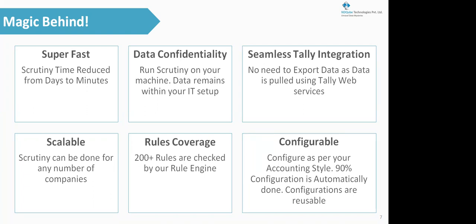The software is very scalable. There is no limitation on the number of companies for scrutiny, or you can run a scrutiny of any single Tally company any number of times. So there are no restrictions as such. Right now there are 220 rules and it is configurable. If the default Tally accounting is done, 90 to 95% configuration is done by the software automatically. You have to manually intervene wherever required. For example, the software is not able to identify the related parties. You have to manually tick mark the debtors and creditors so that the software will understand these are the related parties, or if any TDS related declarations are there, then you have to manually tick mark.